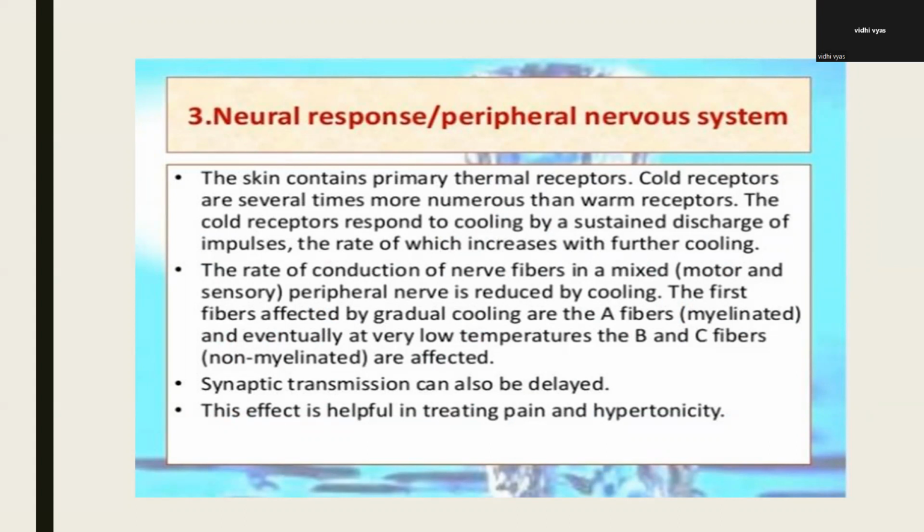The rate of conduction of nerve fiber in a mixed motor and sensory peripheral nerve is reduced by cooling. The first fibers affected by gradual cooling are the A fibers, myelinated, and eventually at very low temperatures, the B and C fibers, non-myelinated, are affected. Synaptic transmission can also be delayed. This effect is helpful in treating pain and hypertonicity.